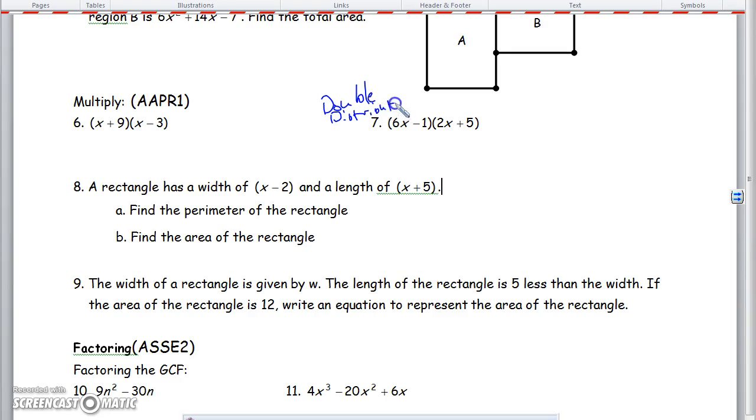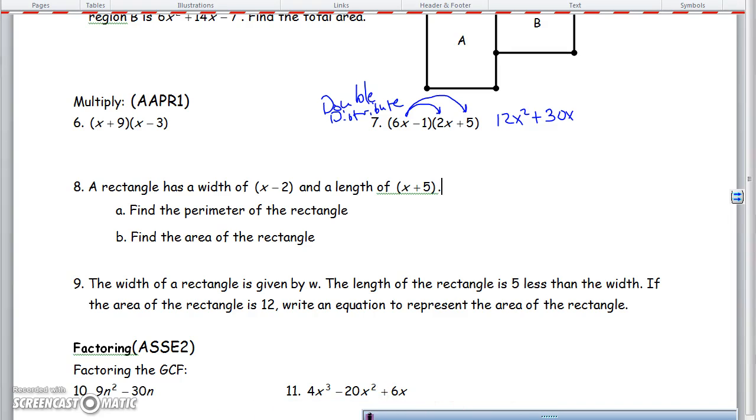Alright, and we can distribute here, right? 6x times 2x, that is 12x squared. Distribute here, 6x times 5 is plus 30x, right? And then, let me change colors right here, we can distribute negative 1 times 2 is negative 2x, and I like lining it up like that. And then negative 1 times 5, minus 5.